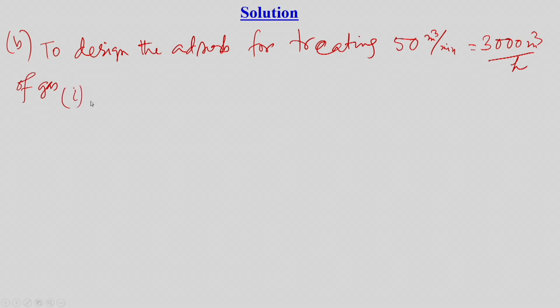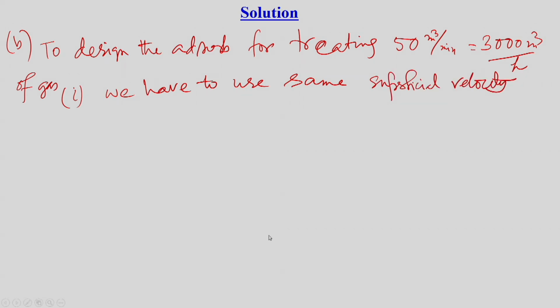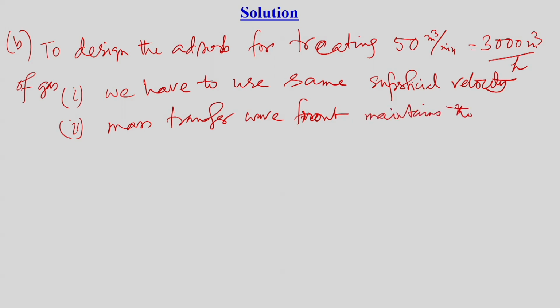So, firstly we have to use the same superficial velocity, and that is there in the problem, and then the mass transfer wave front maintains the same shape, actually like this S shape, as it progresses.